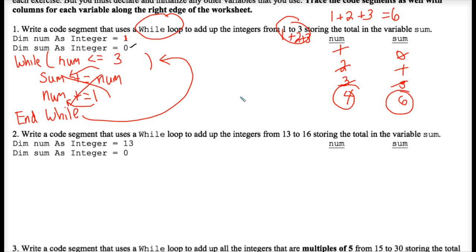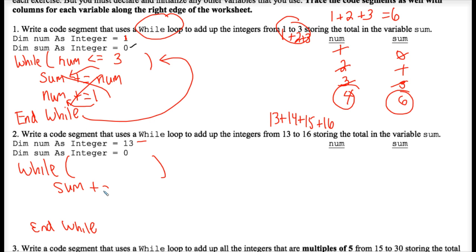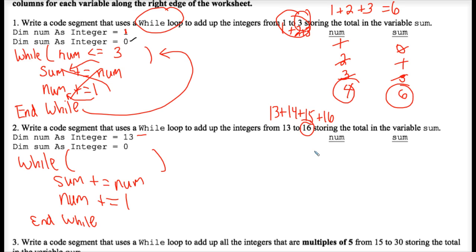In exercise 2, it's pretty much the same thing. Instead of 1 through 3, you're adding up 13, 14, 15, and 16. We've already started num at 13. We need our while loop, and we need those two body statements. We are going by ones, so I need a 1 here. Now I'll let you fill in the blank here. Notice that instead of stopping at 3, in this problem we're stopping at 16. So fill in the control expression and trace the code. Good luck with that one.